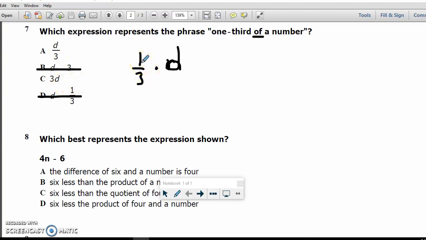Well, let's go ahead and simplify this problem. If you take D times 1, that's going to leave us with D. And it's automatically assumed that when you have a letter by itself or a number by itself, it is over 1. That is still a whole number. I did not change the value of that number. So if we multiply 3 times 1, we are left with 3. So once we simplify 1/3 of a number, we are left with D divided by 3. That matches the answer choice A.